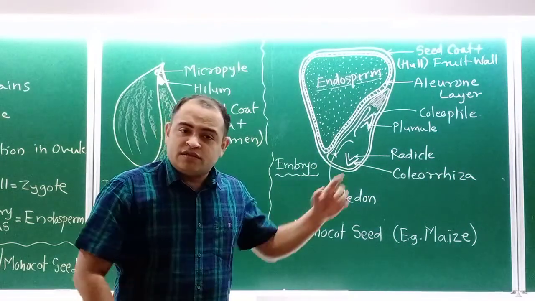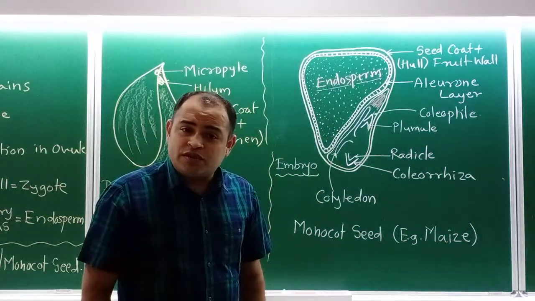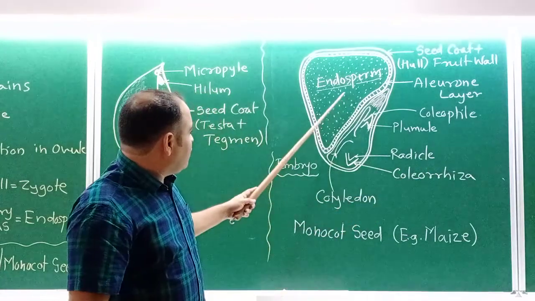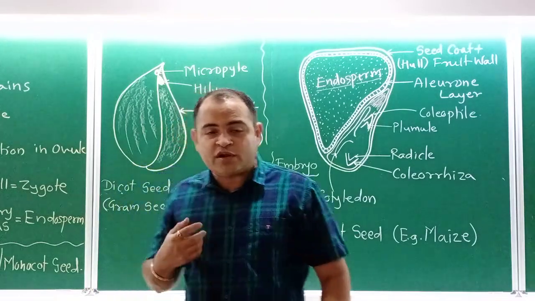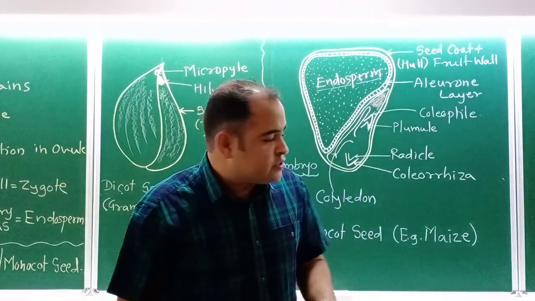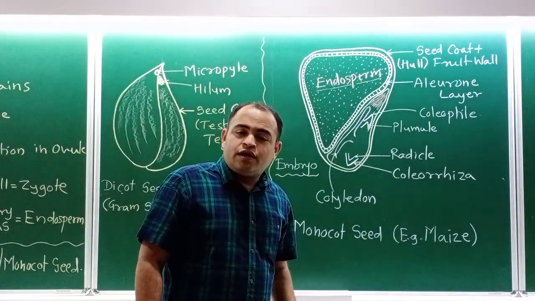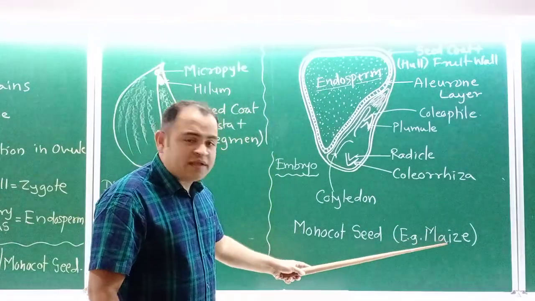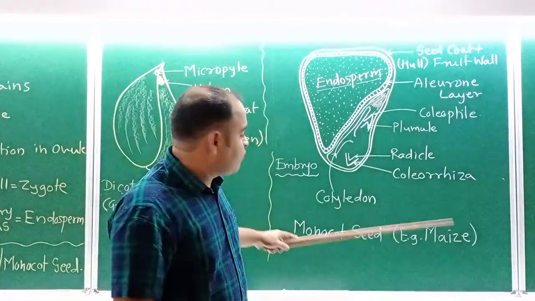which is present here? This proper endosperm pouch or pocket is present in the monocot seed only. I would like to make you aware to read about this endosperm. Why have I written the word endosperm here and not in the dicot seed? Because this is a typical monocot seed structure. For example, we have taken maize. This is the maize plant. This is the maize seed.